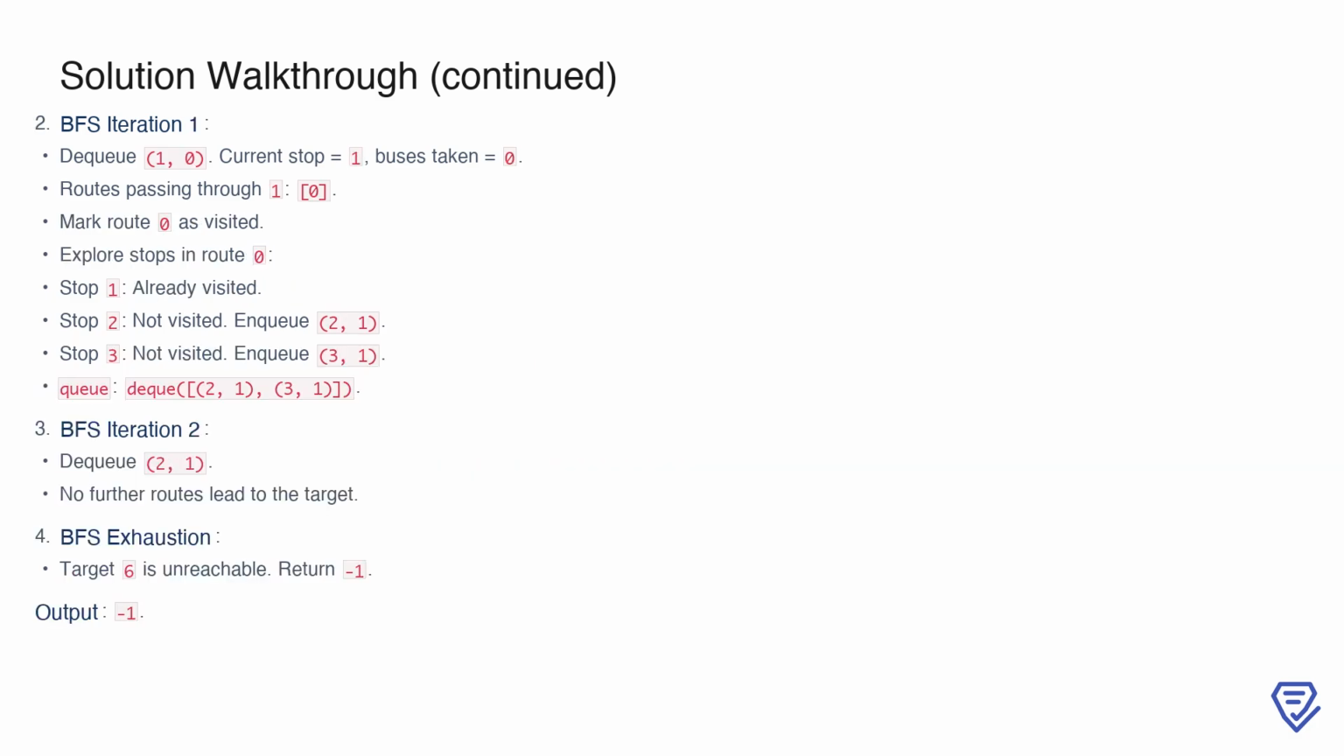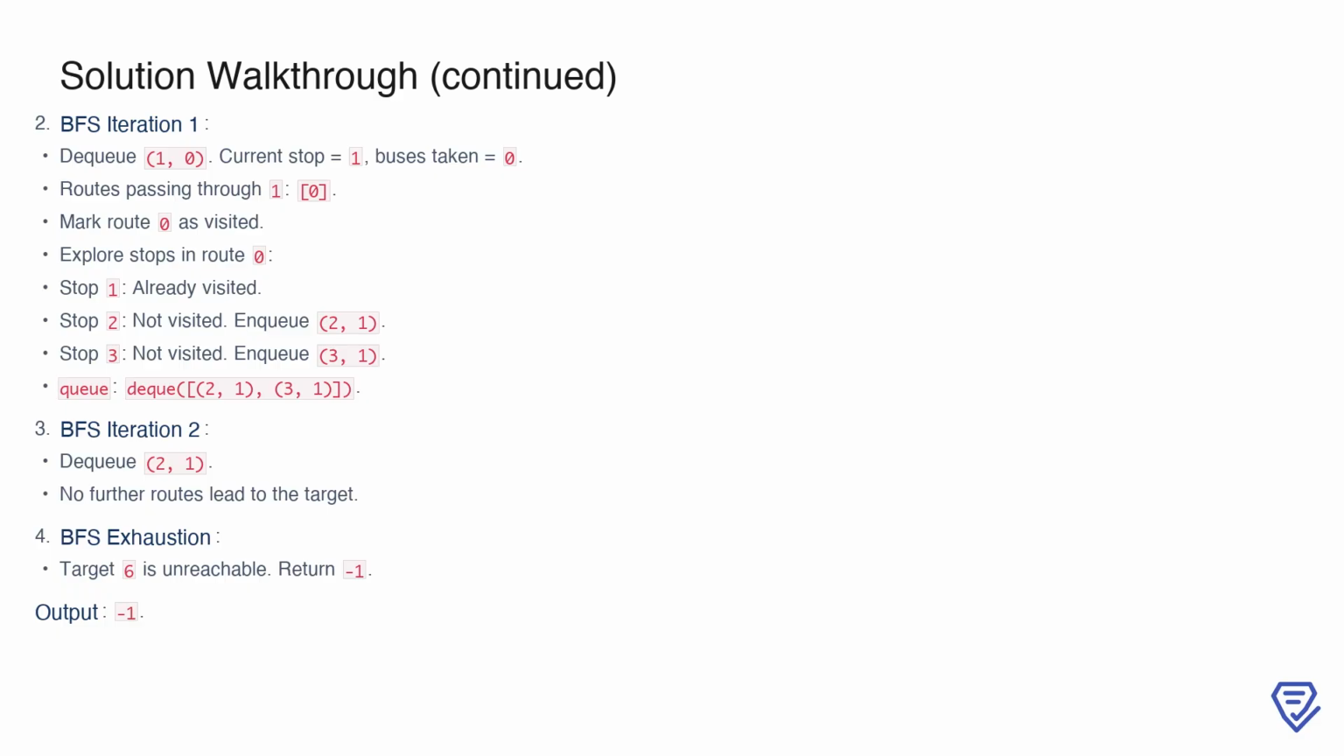For the third example, we initialize the stop_to_routes map, which associates each stop with its corresponding routes. Stops 1, 2, and 3 belong to route 0, while stops 4, 5, and 6 belong to route 1. The visited_stops set starts with the source stop, 1, and visited_routes is empty. The queue starts with stop 1 and 0 buses taken.